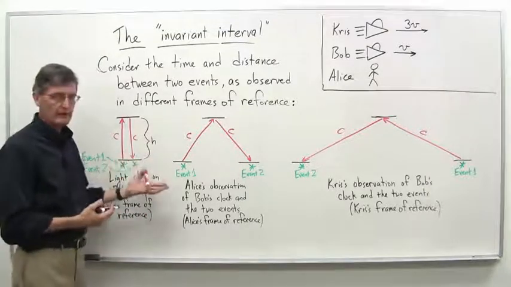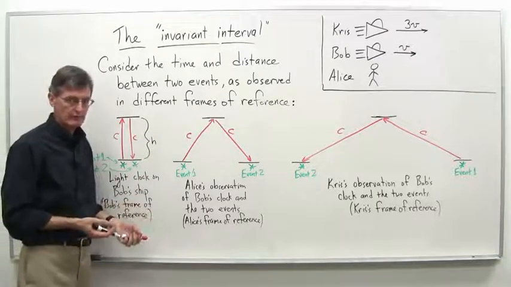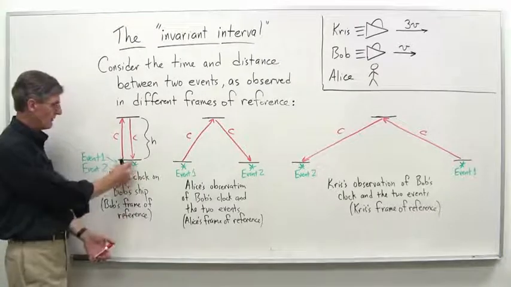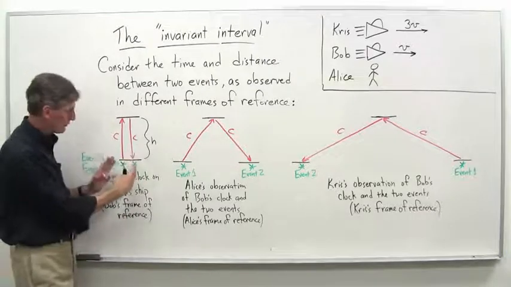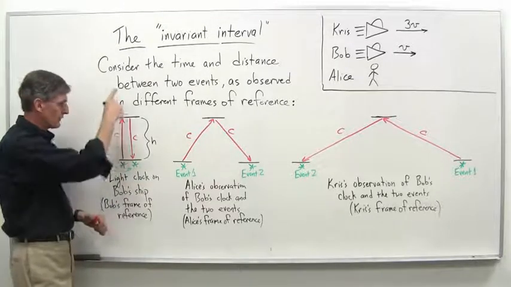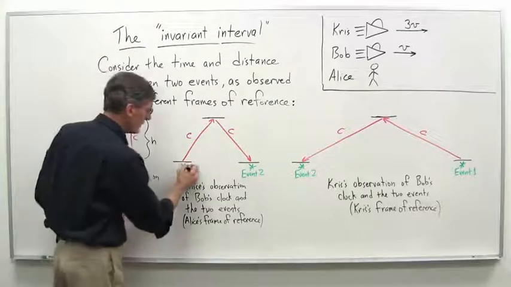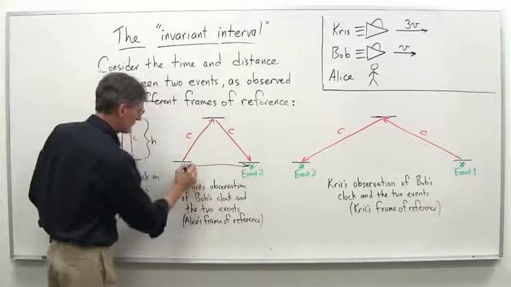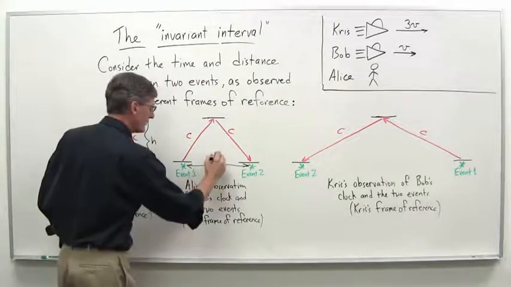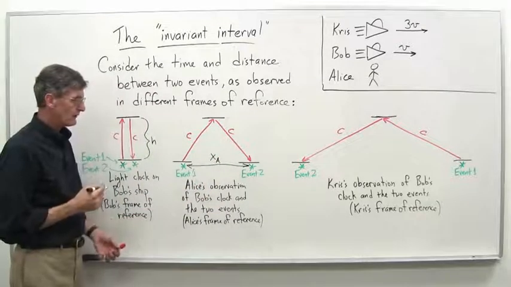But we need to find another quantity, and that is the distance between the two events. Clearly for Bob, the distance between the events is essentially 0. We drew them a little bit apart there, but we'll assume they're exactly the same: the light pulse goes up, comes back down, hits the same spot there. For Alice, however, we'll say this distance here between the two events in Alice's frame of reference, we'll call that x sub a. Obviously a for Alice.